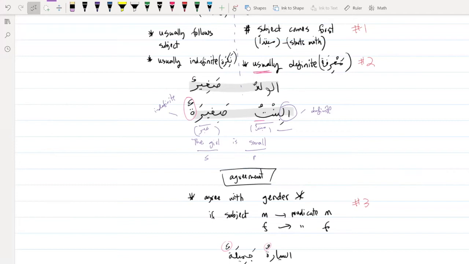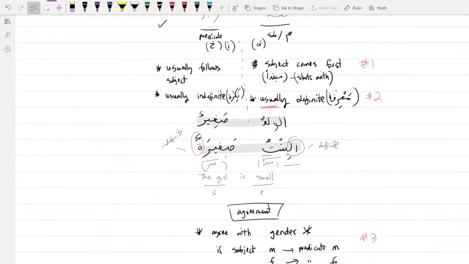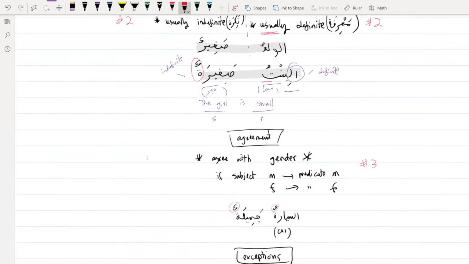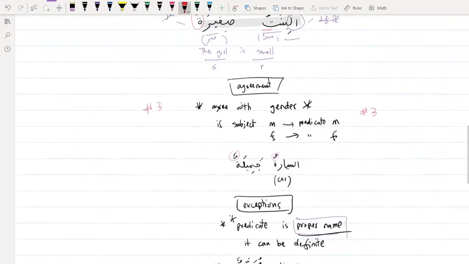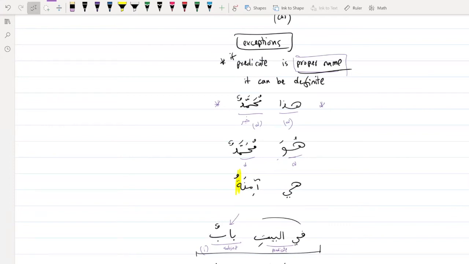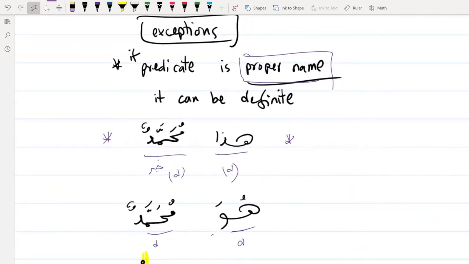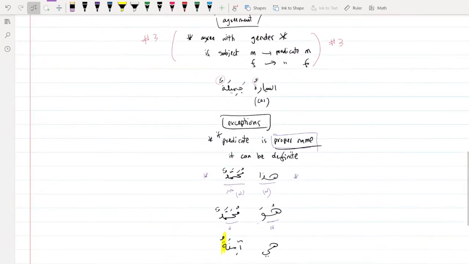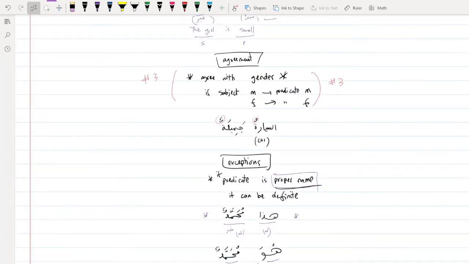All right, so now you can think the other way. What's going on with the predicate? Predicate usually follows the subject and it is indefinite, and they are agreeing with the gender. And the exceptions that we talk about, they might say these are rules, but I just want to mention that if the predicate is a proper name, then predicate can be definite. Like hada Muhammadun huwa Muhammad. Hadihi Aminatu hiya Amina. Make sense? If you understand this much, guys, inshallah, we can handle the next chapter without any problem.